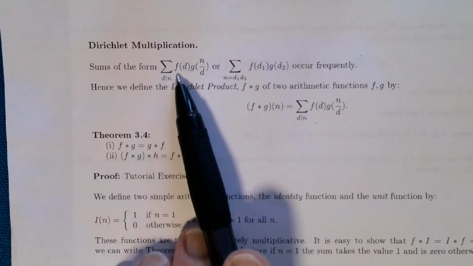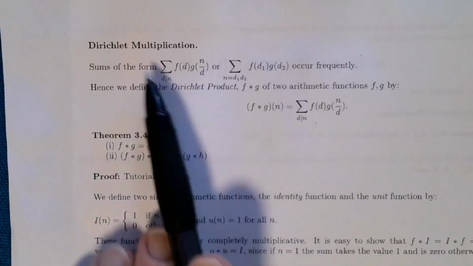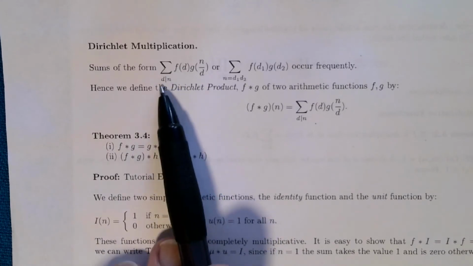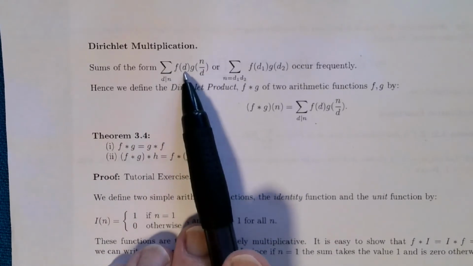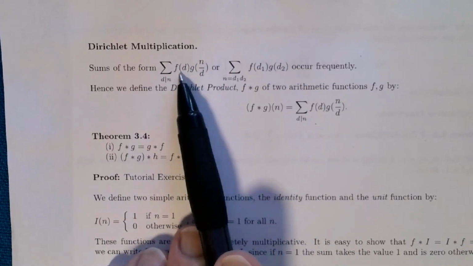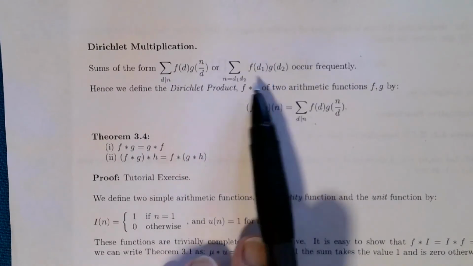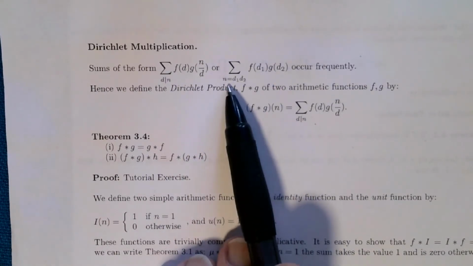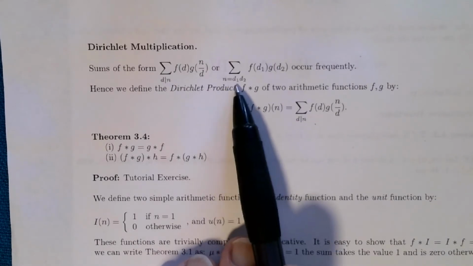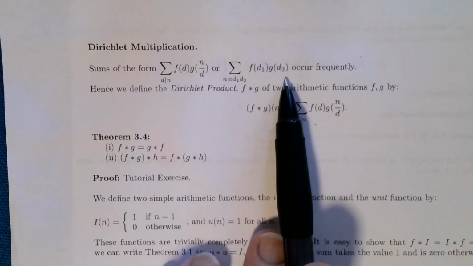You've got two functions, two arithmetic functions, not necessarily multiplicative, two arithmetic functions f and g. You sum over the divisors of n. You take f of the divisor and g of the codivisor. So n over d times d is n. So this is a divisor, that's the codivisor. Alternatively, occasionally one looks at sums of this shape, n equals d1 d2, which is equivalent. You take f of d1 and g of d2.